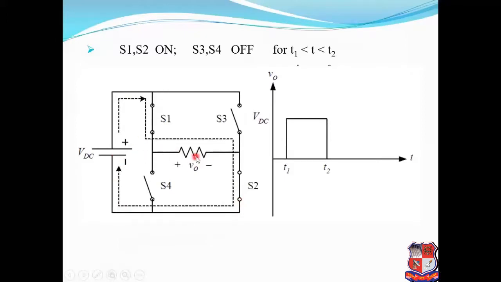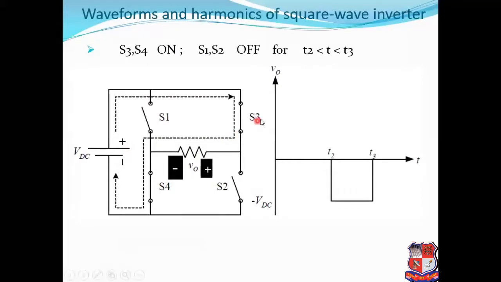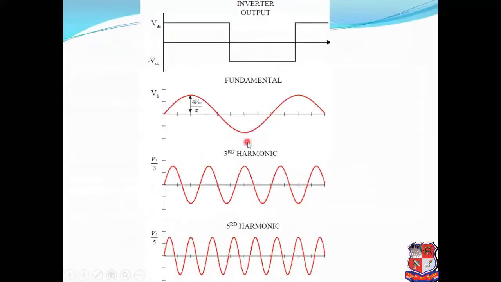In this case, the output voltage will be positive VO. If switches S3 and S4 are turned on, the direction of the current is from positive VDC to S3, and from S3 to the positive terminal of the load voltage. That means previously it was the negative terminal, now it has become the positive terminal, and this is the negative terminal, and through switch S4 to the negative terminal of the VDC. In this case, we will get the output voltage as negative VO.